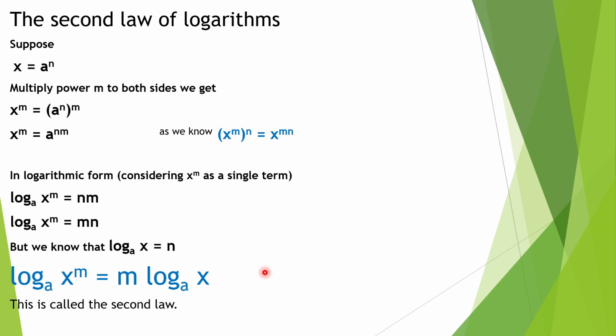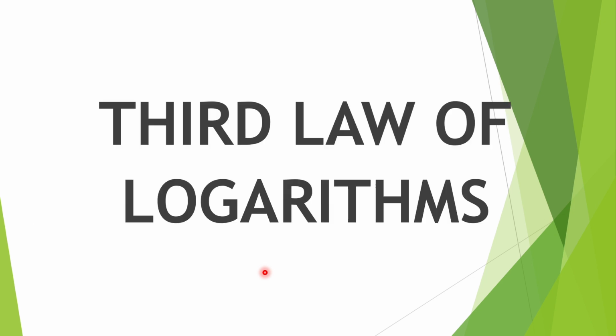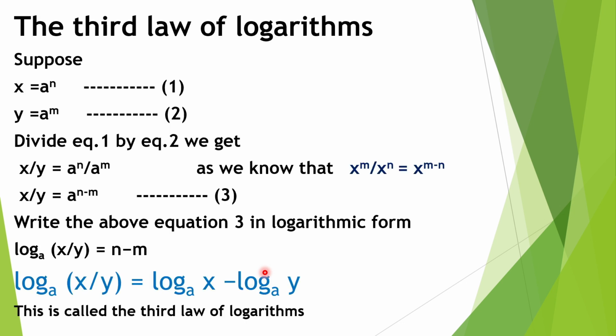Now let's move forward toward the third law of logarithm. So this is the third law of logarithms, and how can we derive this equation? So let's start the derivation of the third law of logarithms. Suppose this is an equation with us, x is equal to a raised to the power n and y is equal to a raised to the power m. For deriving these three laws, we always start from these equations. So divide equation 1 by equation 2, we get x divided by y, and this will become a power n divided by a power m, like this.